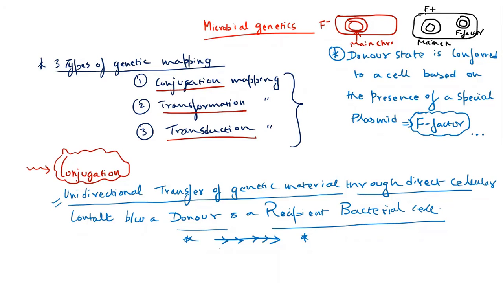So I hope you understand. F plus would be considered as donor in our upcoming numericals today. F minus are called the recipient, right? I hope that makes sense to everyone. So on what basis are donor and recipient decided? If the F factor plasmid is present, right? So the F factor is nothing but a special kind of plasmid. If that is present, then it is called the donor bacterium or the F positive, and if only the main chromosome is there and the F factor is absent, then it is called the recipient bacterial cell, and that is going to form the basis of our conjugation mapping. Is it clear or not?